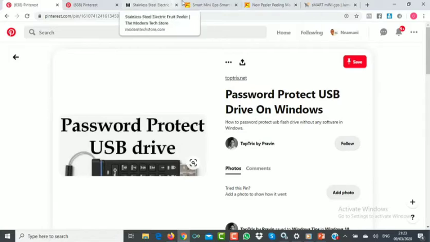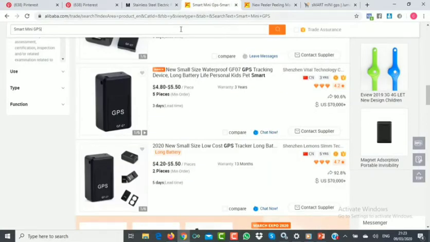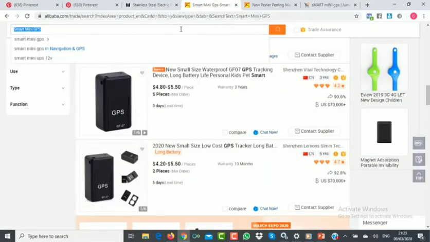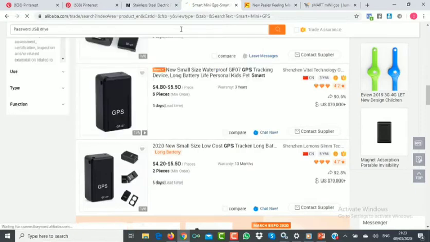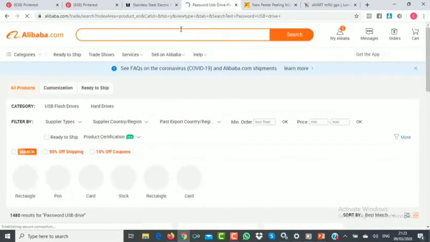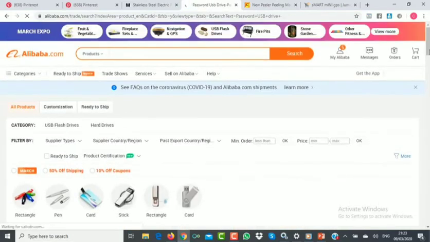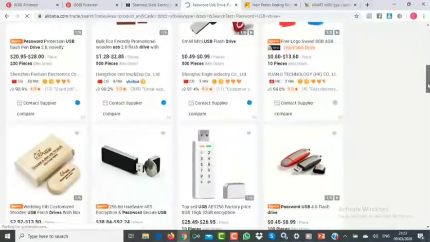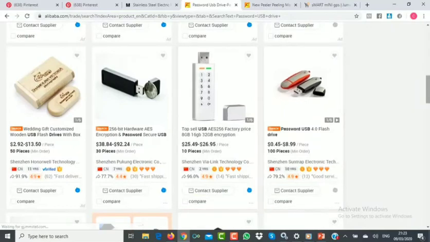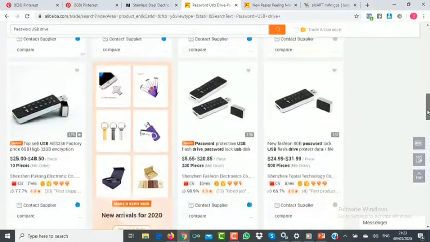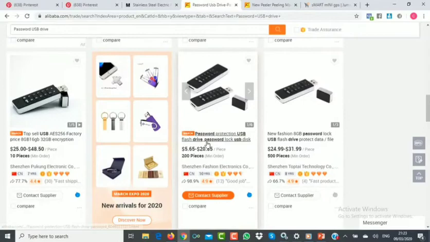We go over to Alibaba, search password USB drive and see what comes up. Okay, we have that particular product here. Wow, $25, that's too much. But I believe you can get it for a very good price when you keep checking.